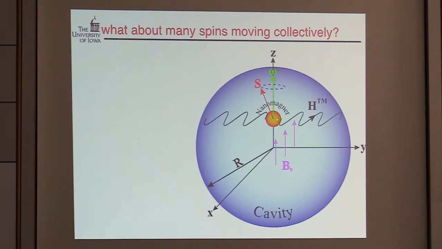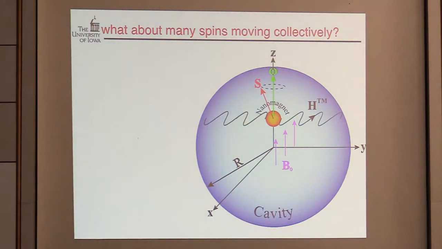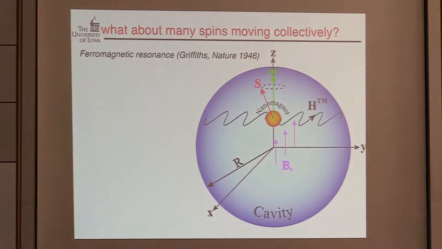Okay, so you have the spherical magnet interacting with your spherical cavity. Your magnetic field is oriented in the Z direction here. That spin is going to precess around and it will interact with the modes of the cavity. And so this is essentially ferromagnetic resonance. It's something that's been known for over 70 years at this point.